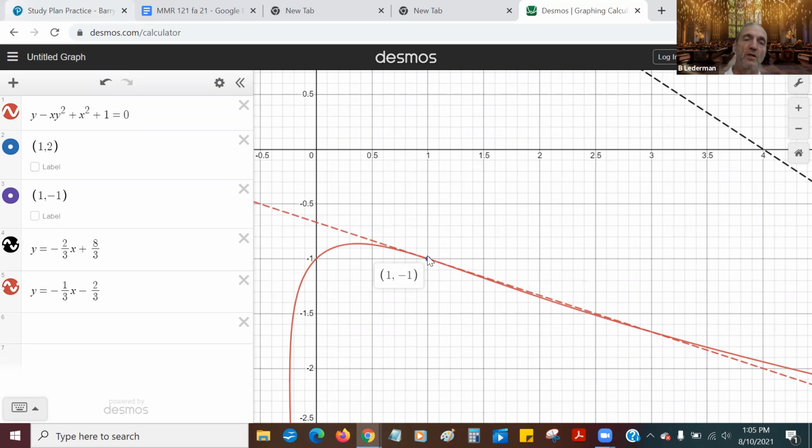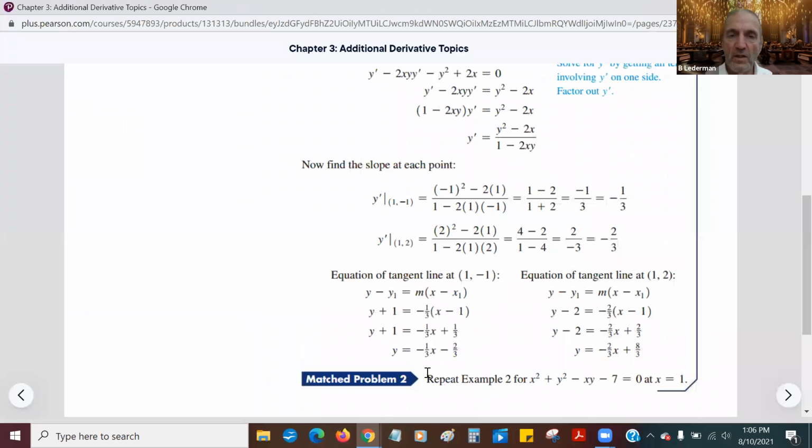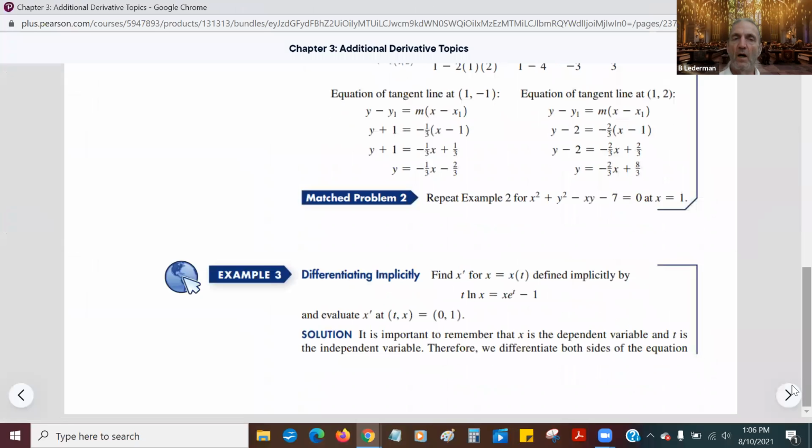So the Desmos graph bears out the math that we crunched out step by step. All right, beautiful. Let's move on.